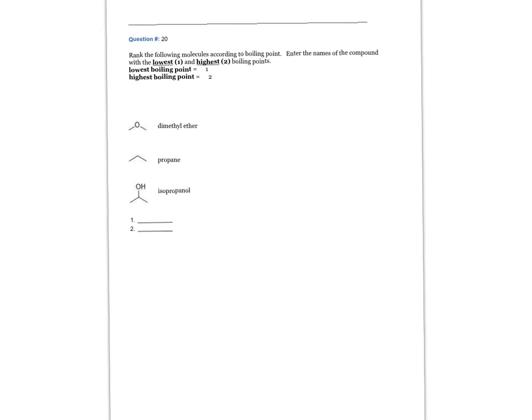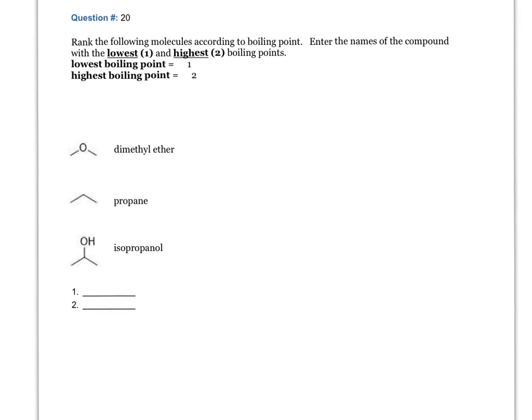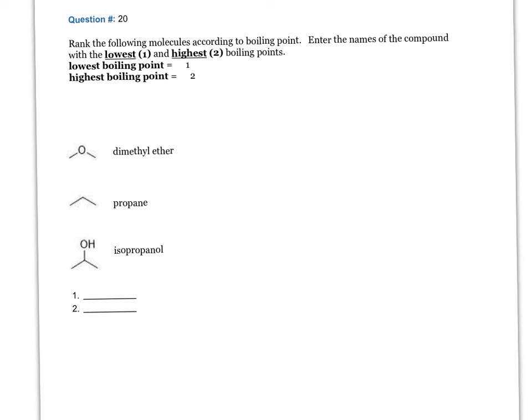Question number 20. Rank the following molecules according to boiling point. Enter the names of the compound with the lowest and the highest boiling points. For this type of problem, you have to know the strongest intermolecular force possible with each choice. Choice 1 is an ether, and it has polar bonds, but there's no oxygen-hydrogen bond. So this is dipole-dipole, possible.